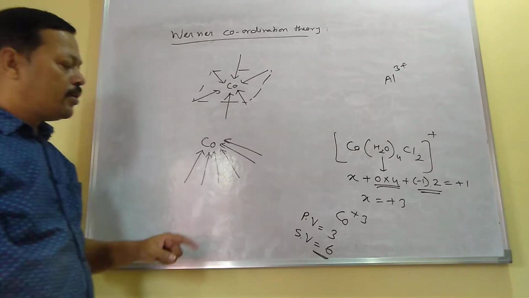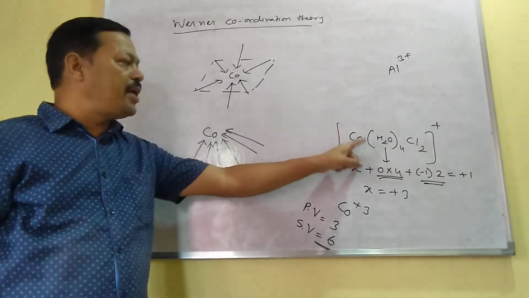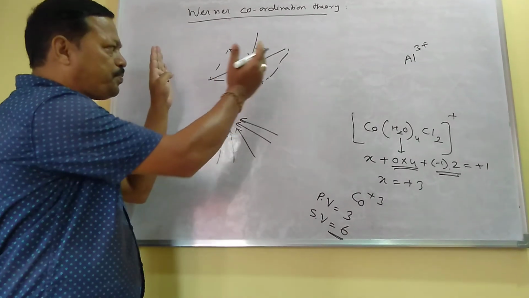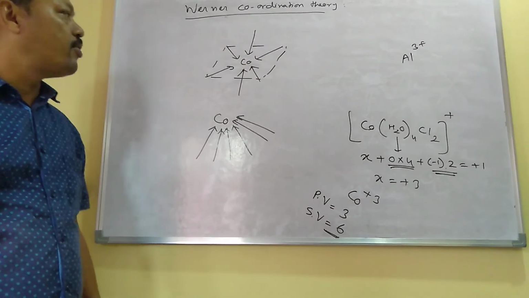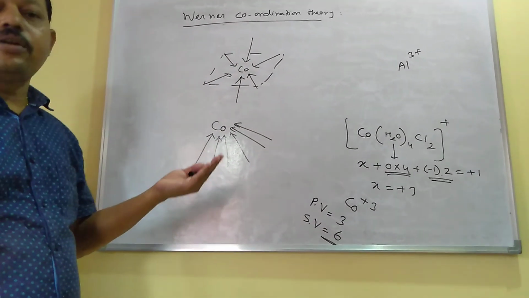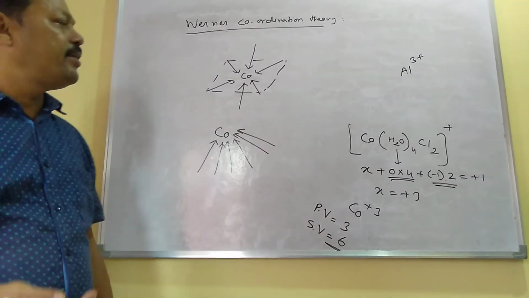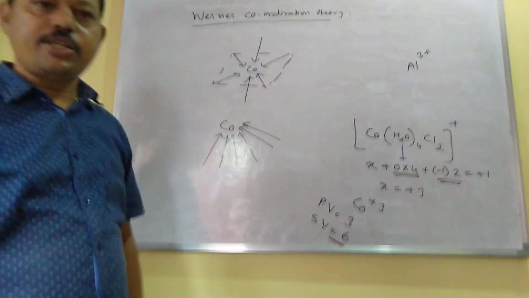And that is why, when you draw a complex, you should maintain the coordination number, you should maintain the primary valency, and you have to maintain its geometry also, whether it is a square planar shape or an octahedral shape, like that. So these are the main points of Werner's coordination theory. Thank you.